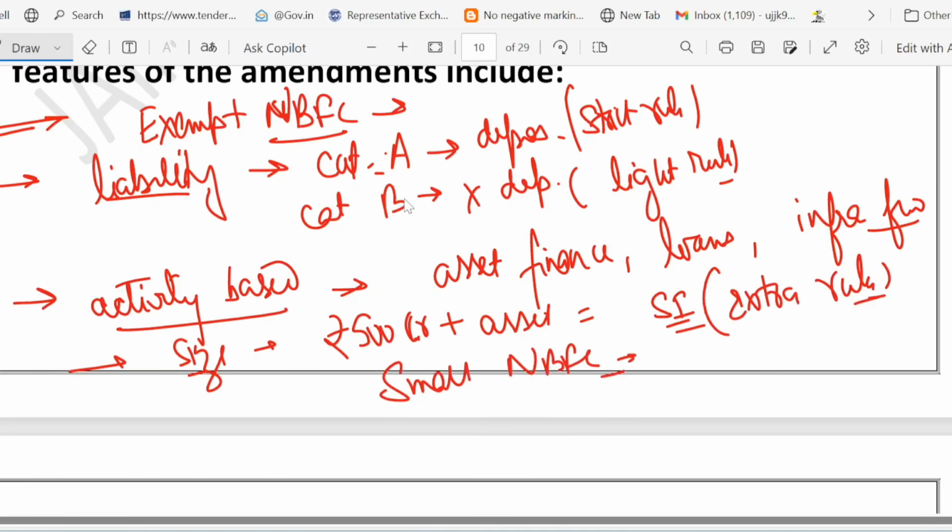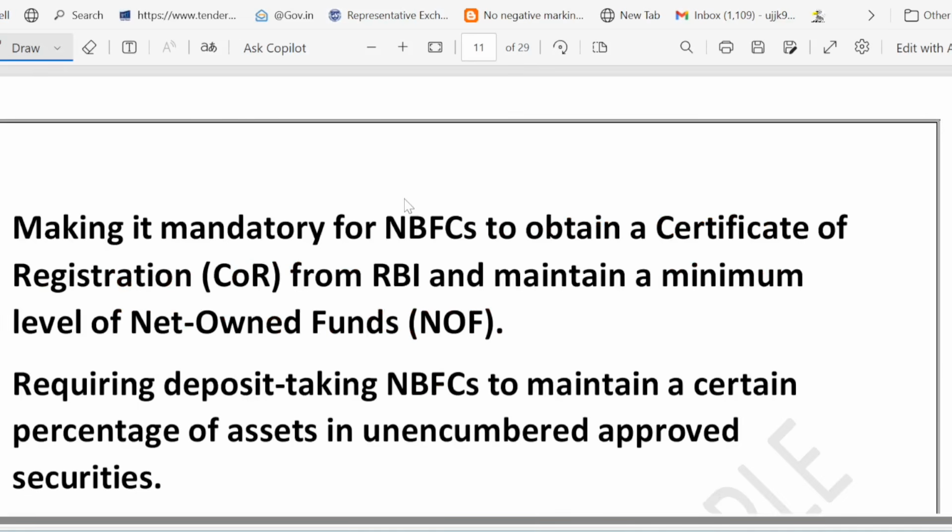Have you ever taken a truck loan or a consumer durable EMI? You should thank an activity based NBFC. Okay, I hope it is clear now.